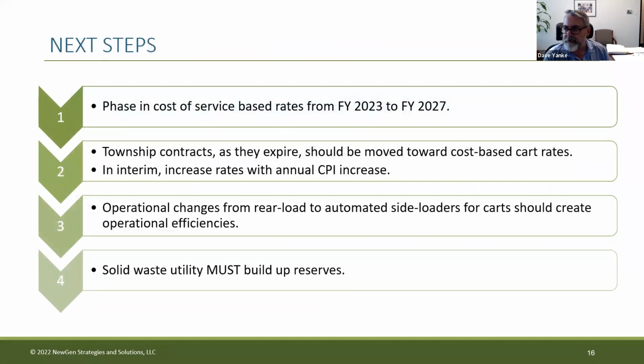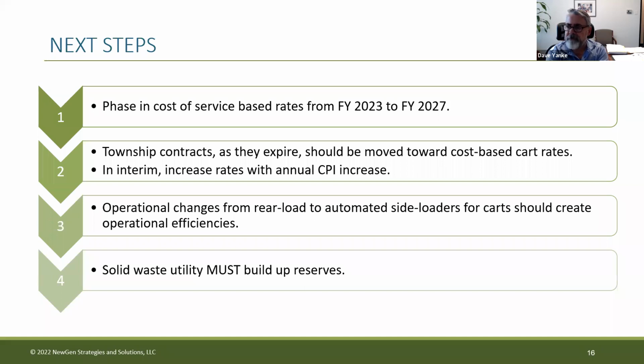So next steps, and then I'll open it up for questions, comments. We would recommend strongly you move towards the cost of service based rate. This shows a methodology that allows you to transition over time. Secondly, the township contracts, and these are for the automated side loaders that you're collecting. As those expire, we would recommend they move towards closer to a cost-based cart rate.